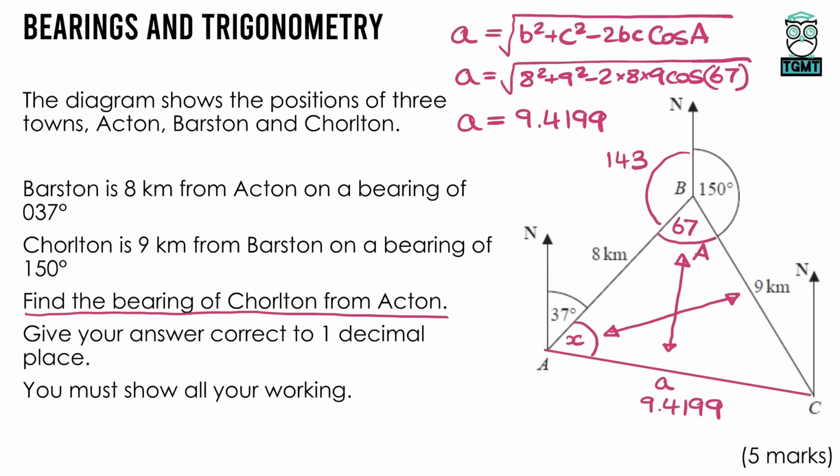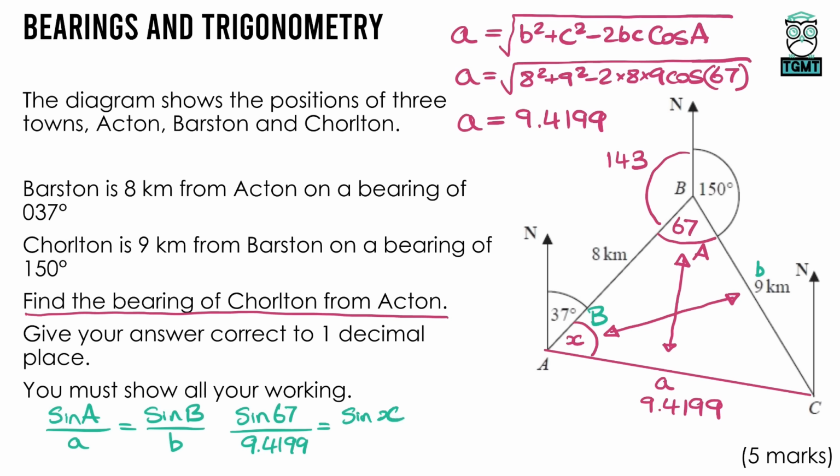So we're going to use, and we'll do this in the bottom left, sine A over little a is equal to sine B over little b. So let's call our angle here B and the opposite side little b. So we have sine of 67 over 9.4199 is equal to sine x, the angle that we're looking for, over 9.